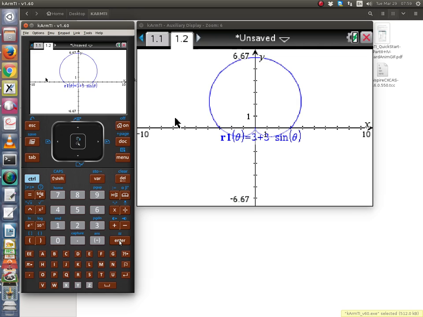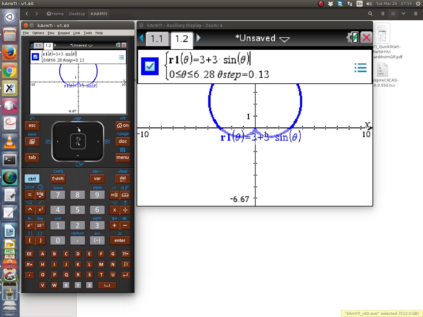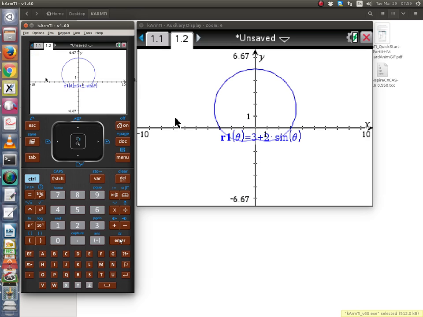Before, B was bigger than A and B was equal to A. What if B is smaller than A? Let's make it 2. Right, so it's not a sharp dimple, it's just a dimpled cardioid. The previous one is technically called the cardioid, and the one with the inner loop has a special name, a limaçon. So there are all kinds of weird shapes like this.